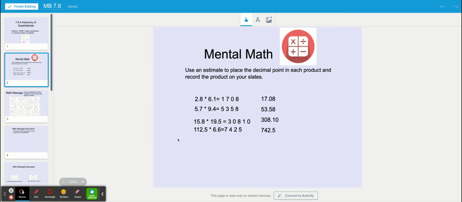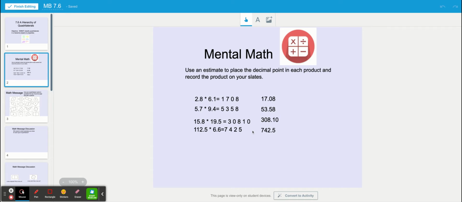It looks like the answers are already given to you, or we can check our answers here. So it says to use an estimate to place the decimal point in each product and record the product on your slates, so on your slate or on a piece of paper. What you'll see here is they've got 2.8 times 6.1, 5.7 times 9.4, 15.8 times 19.5, and then 112.5 times 6.6.